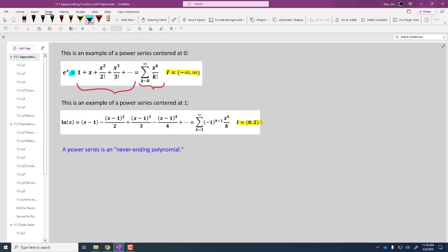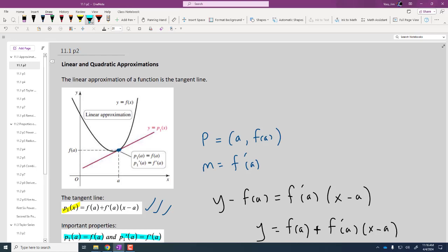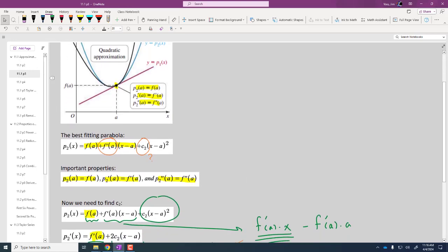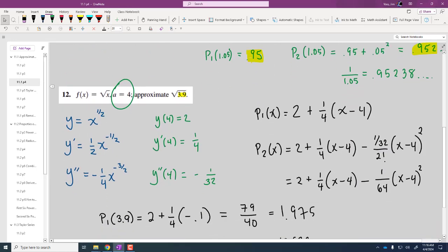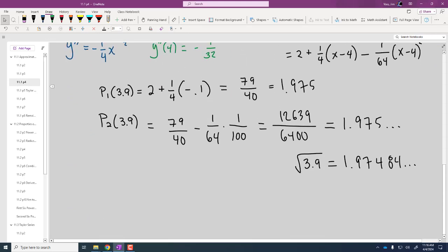So if we did x minus 3 instead of x minus 1, the interval would be from 0 to 6. Because 3 units would be the distance to that vertical asymptote for natural log of x. If we shifted 3 to the right, we would have 3 on the right of that and 3 to the left of that. We get an interval of like 6. Gotcha. All right, so we're building quadratic approximations.